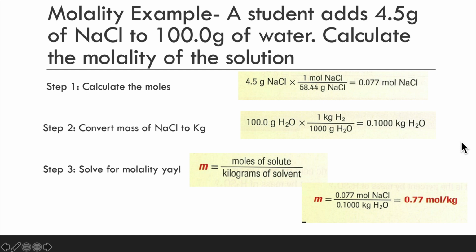And that's it. Now you have another couple practice problems to do on this. So I hope you enjoyed this cycle's lesson on solutions and concentration.